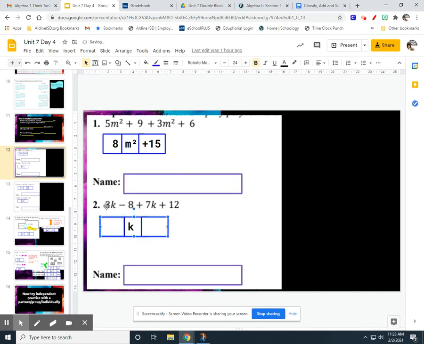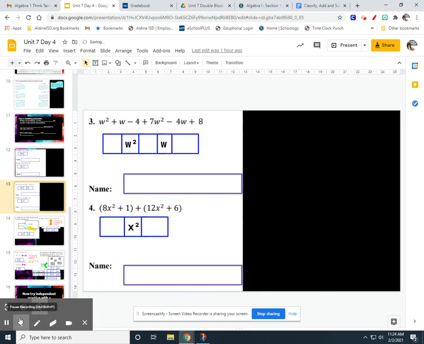All right, this one, the k, so 3 plus 7 is 10. Notice I'm not putting a sign in front of it because it doesn't need it. Negative 4 plus 12 is going to be plus 4. And then you'll name that yourselves. Okay, we go to the next one. Again, I'm going to let y'all name that on your own.